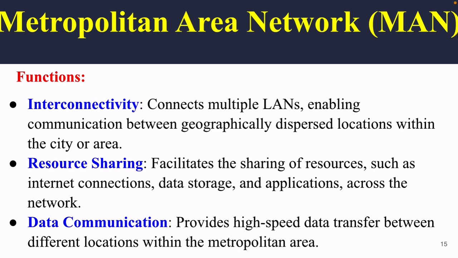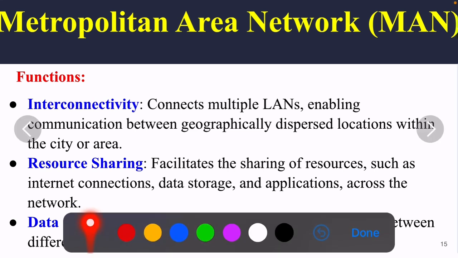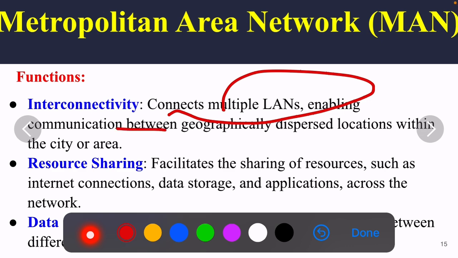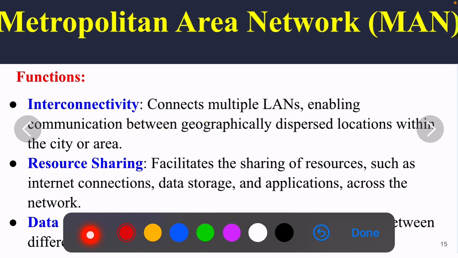Then what are the functions of the metropolitan area network? First is interconnectivity. It connects multiple LANs, enabling communication between geographically dispersed locations within the city or area. As I said, MAN connects multiple LANs, so it communicates between multiple LANs which are far away from each other. They are not connected physically.